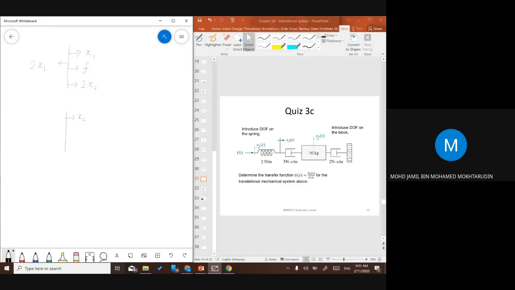Now let's look at free body diagram number 2. Okay, so on X2 you have spring and damper. So backward force is 2X2. And damper, 5X2 dot. So the spring is also connected with X1. So you have 2X1. And the damper is connected to X3. So you have 5X3 dot. Okay, so both X1 and X2 has no mass, so no inertia, okay?